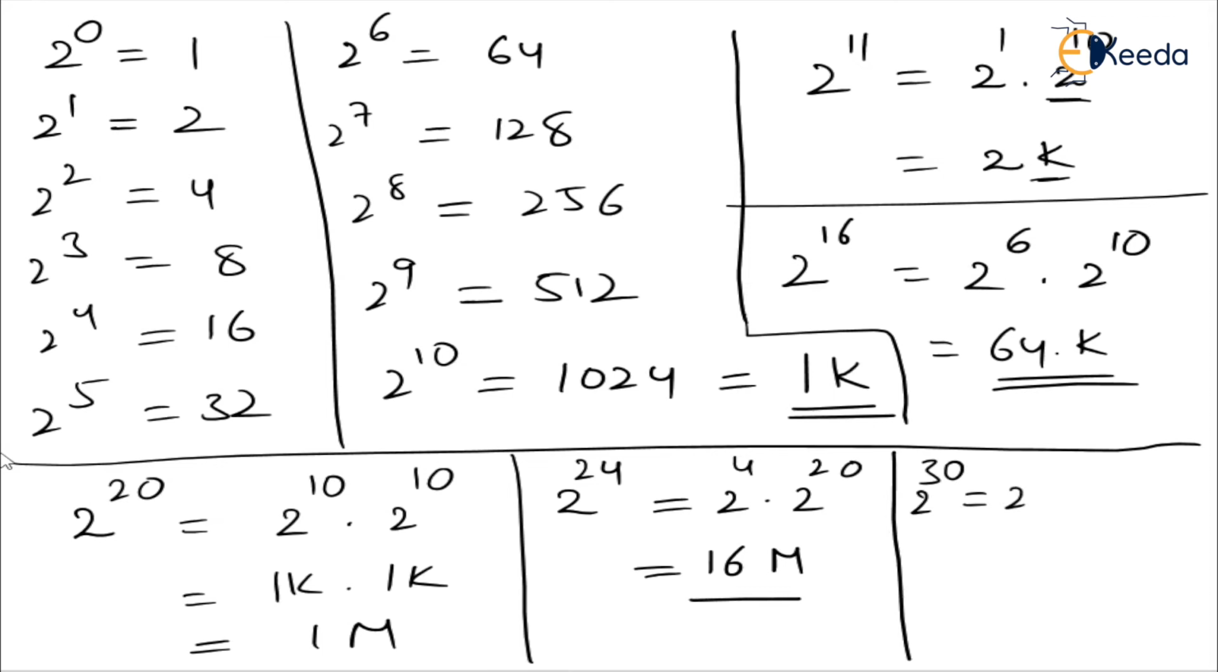2 power 30, how much? 2 power 10, 2 power 10, 2 power 10. That equals how much? 1k, 1k, 1k. That equals 1 giga. Remember, this is very, very important.